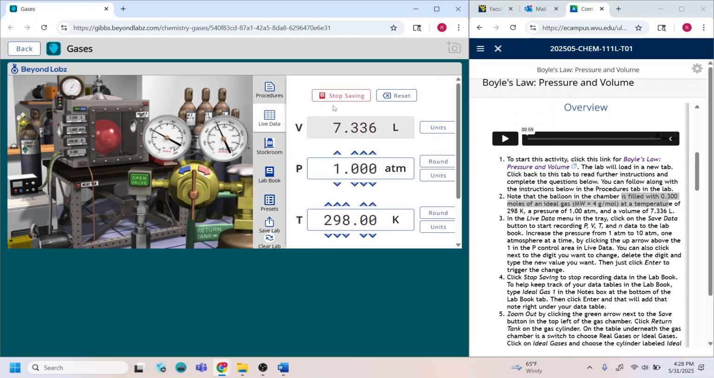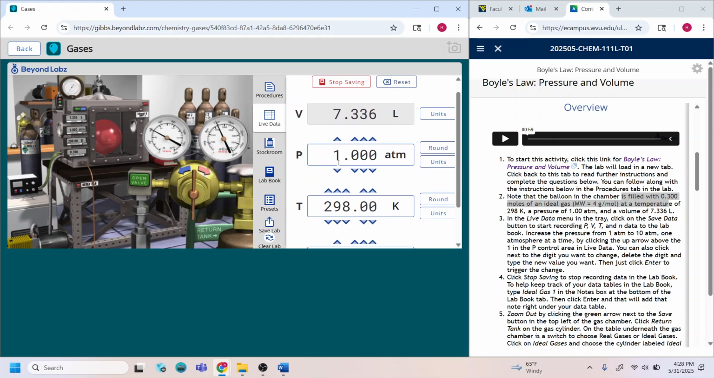Then we're going to go into the live data. Just make sure that it's always saving in there. So in the live data, we're going to click the save data, and we are going to start recording the pressure, the volume, the temperature, and end data to the lab book. We're going to go ahead and increase the pressure from 1 atmosphere to 10 atmospheres, 1 atmosphere at a time. So here you go. So from 1 to 10.